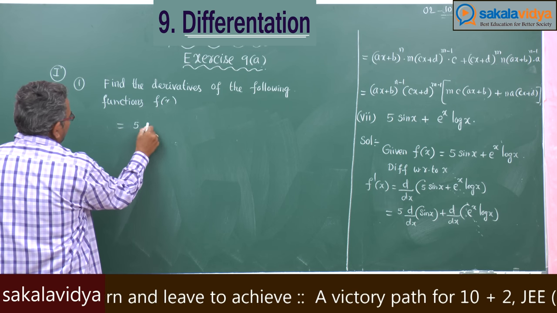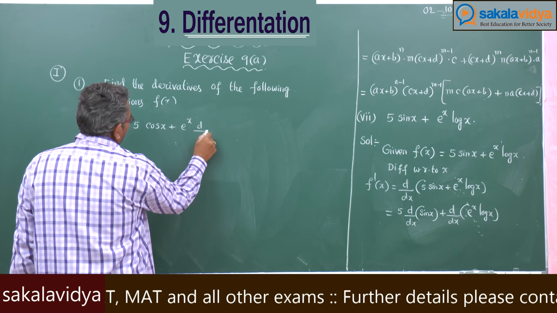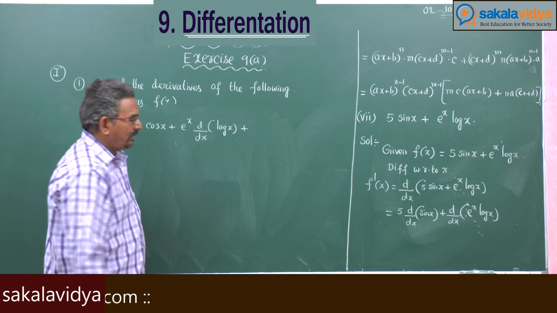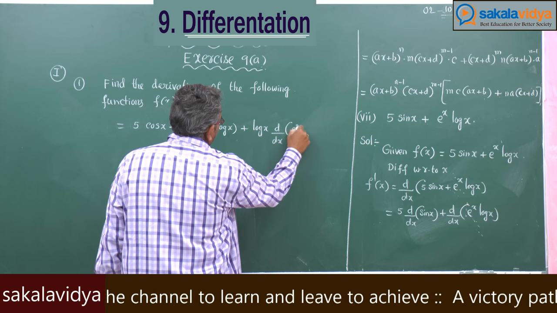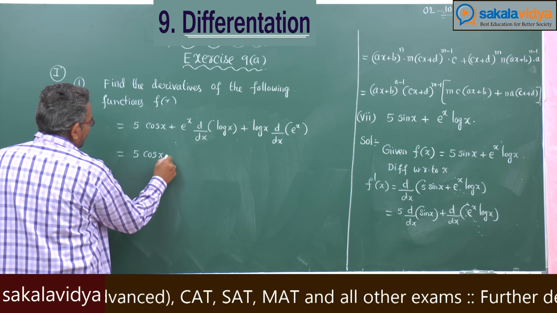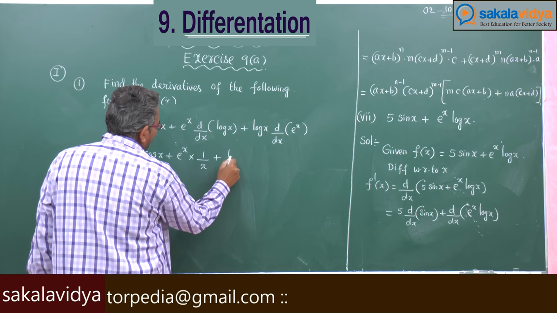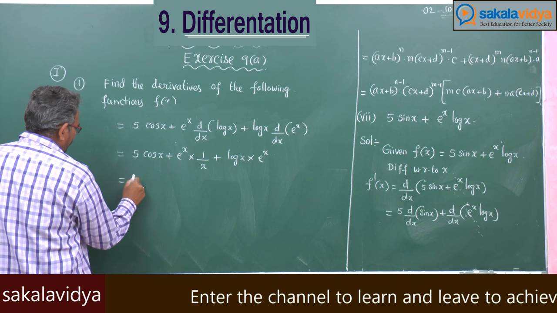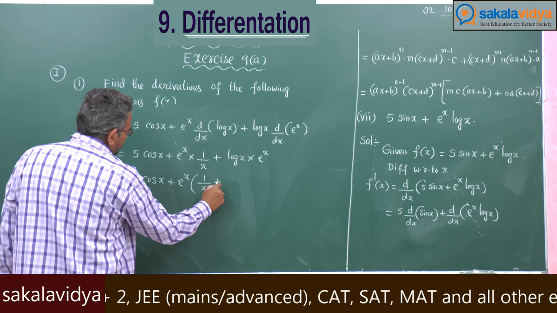This is equal to 5 into cos x plus, by the UV method, e power x into d by dx of log x plus log x into d by dx of e power x. Now, 5 cos x plus e power x into d by dx of log x is 1 by x, plus log x into the derivative of e power x, which is e power x. So, 5 cos x plus e power x common, we have 1 by x plus log x.